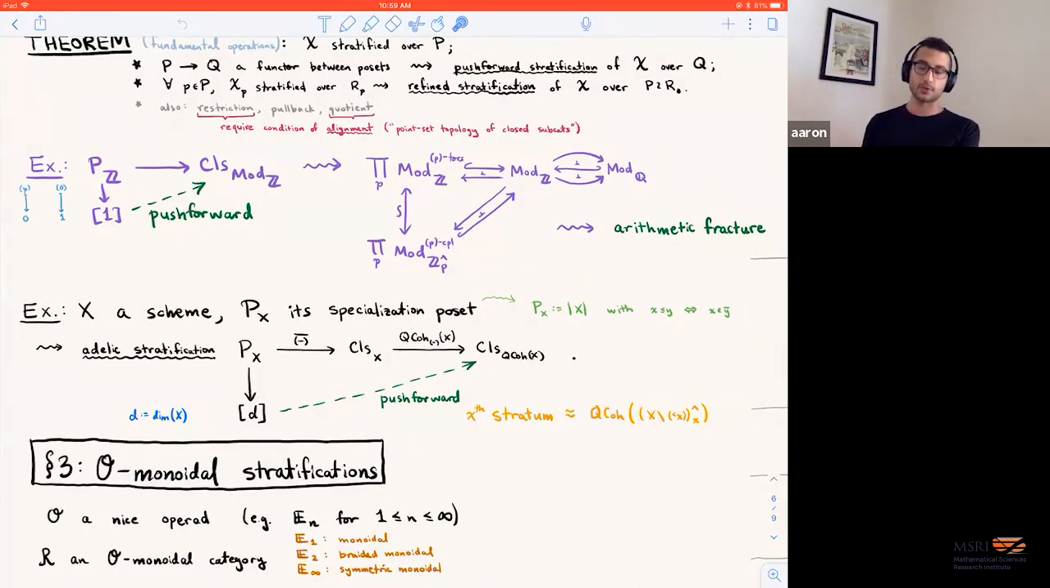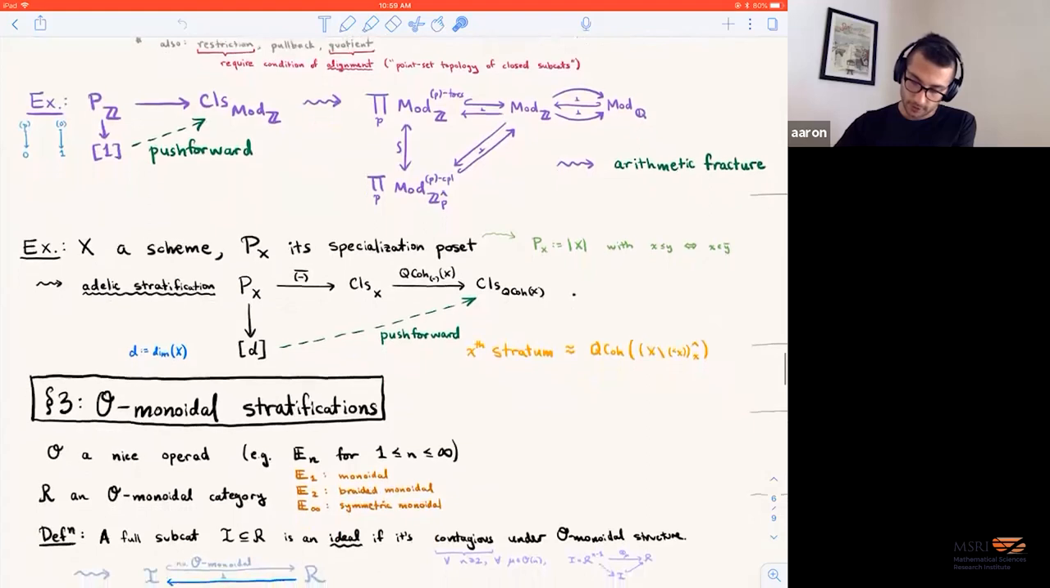Okay, so O is a nice operad, with some very mild conditions, so we don't get too bogged down in the combinatorics. So for instance, the E_n operad, except for E_0, and then R is an O-monoidal category. So if it's E_1, that's monoidal, E_2 is braided monoidal, E-infinity is symmetric monoidal. All of those cases, the best cases that I know of, are contained as examples in what I'm about to say. So here's a definition.